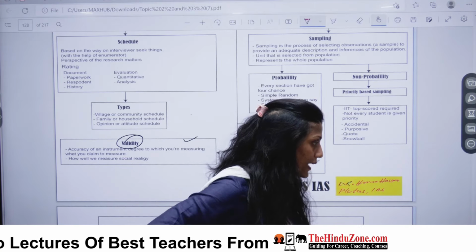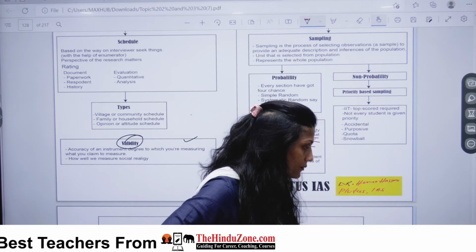Any doubt? Ankit, Saite, Nitin, Pavan, Saurav, Shraddha?